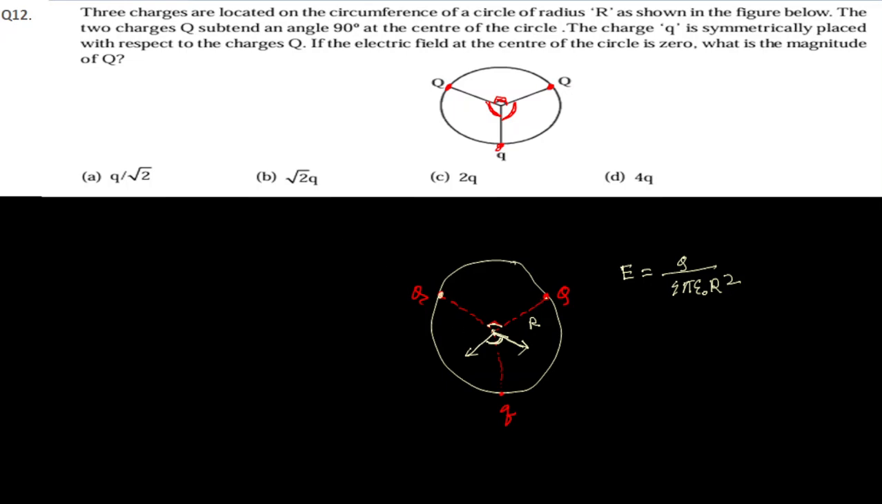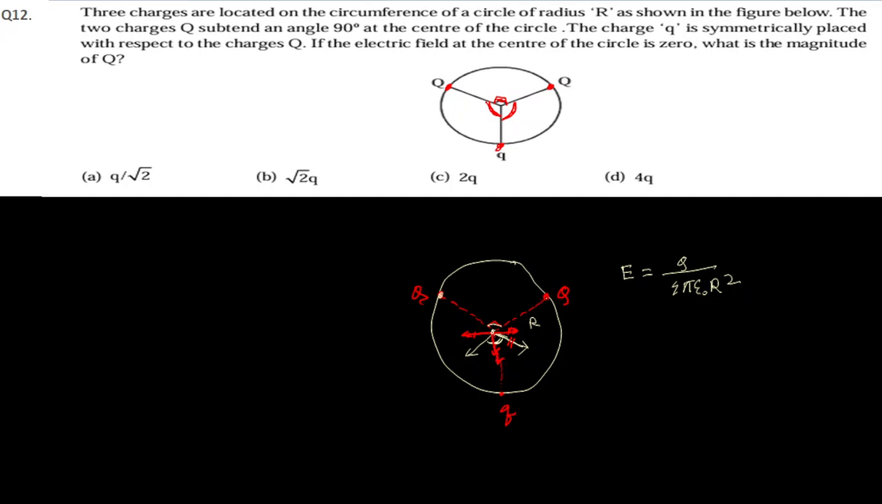So now what we can do is decompose this electric field into 2 orthogonal components. One component will be along this direction, another component along this direction. Also we can decompose this electric field: one component along this direction, another along this direction. Now these 2 components will cancel out each other. So the net electric field will be along this direction because of these 2 charges.